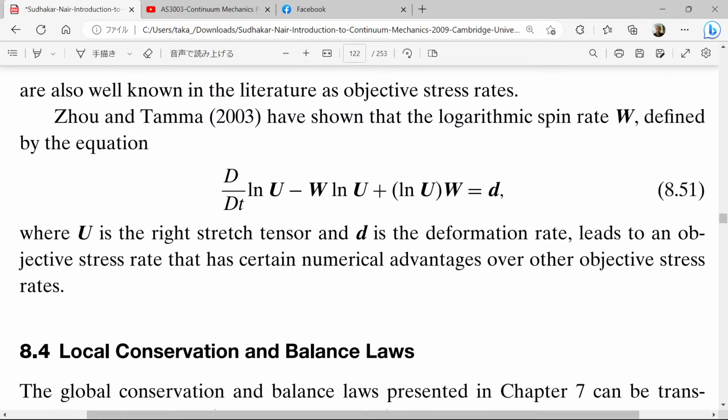Xiao and Bruhns have shown that the logarithmic spin rate W, defined by the equation d/dt log U minus W log U plus log U W equals D, where U is the right stretch tensor and D is the deformation rate, leads to an objective stress rate that has certain numerical advantages over other objective stress rates.